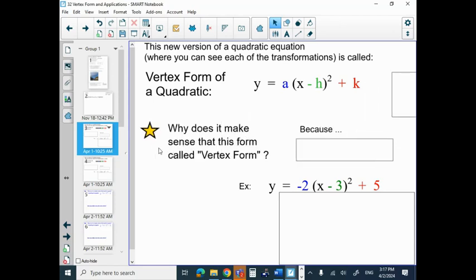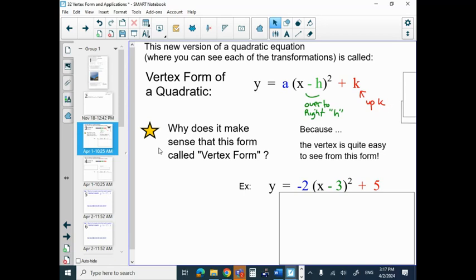So the question might be, to help you remember it, why does it make sense to call it the vertex form? And I think if you look at it, you'd analyze this and say, okay, it's moved over to the right. It's backwards, right? Over to the right, H. And it has moved up. Okay. So let's go up K or whatever. And so the vertex would have moved over H and up K from 0, 0. And so it's going to end up at that value, right? So the vertex is easy to see from that form.